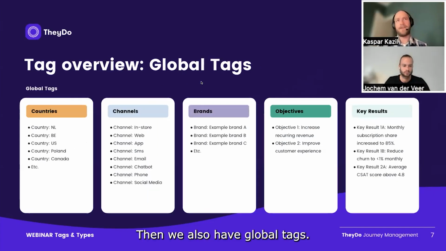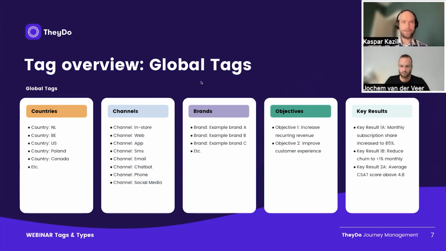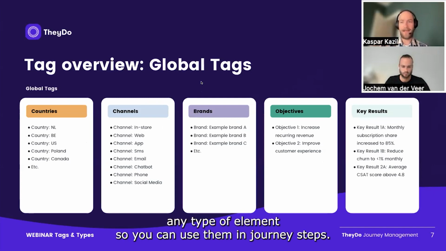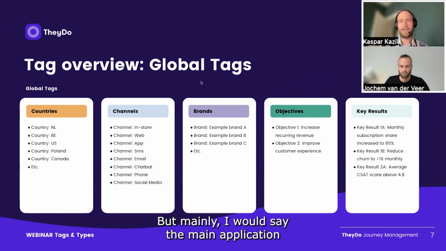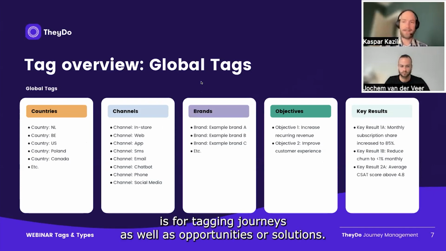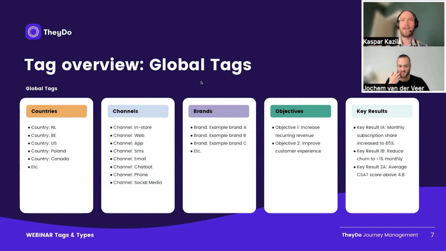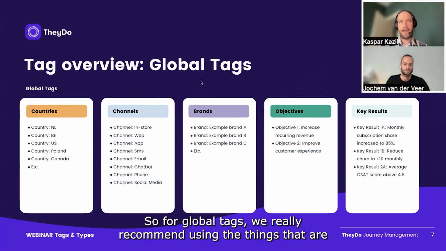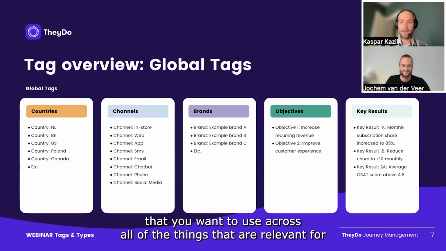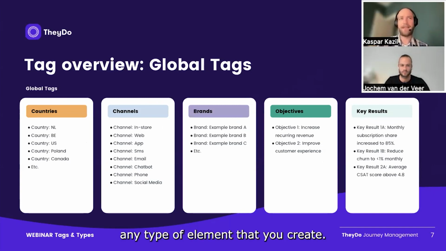Then we also have global tags. So global tags in TheyDo can be used to map or to tag any type of element. So you can use them in journey steps, but mainly I would say the main application is for tagging journeys as well as opportunities or solutions. So for global tags, we really recommend using the things that you want to use across all of the things that are relevant for any type of element that you create.